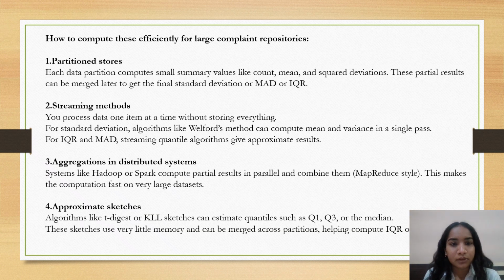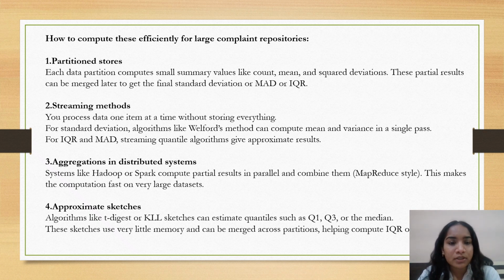After that, the next section is how to compute these efficiently for large complaint repositories. So first is partition stores. In very large data sets, we split the data into partitions. Each partition calculates small summary values like count, mean, and squared deviations. Later, all partitions can be merged to get the final standard deviation, IQR, or median absolute deviation. And this makes the process fast and scalable.